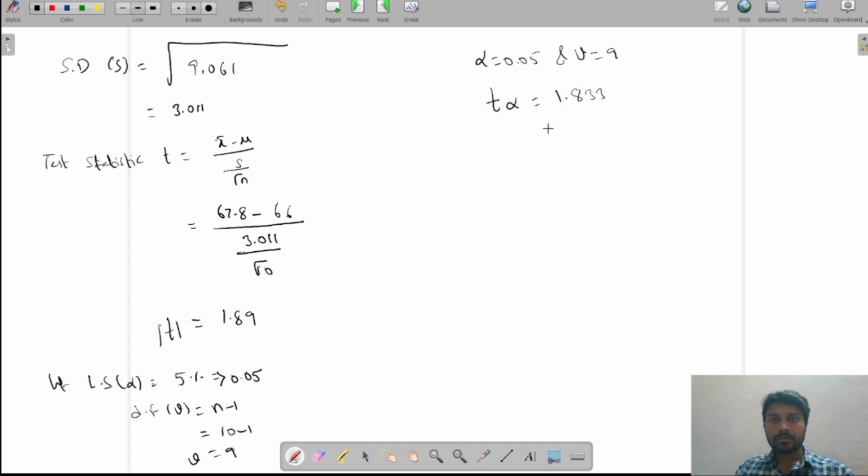1.833. So what is the conclusion? The conclusion is we got modulus of t bigger than t alpha, because the t alpha value is 1.83 but the modulus of t value is 1.89, so modulus of t is bigger. Modulus of t bigger means the test statistic is bigger. If the test statistic is bigger, then what do you say about the given data?